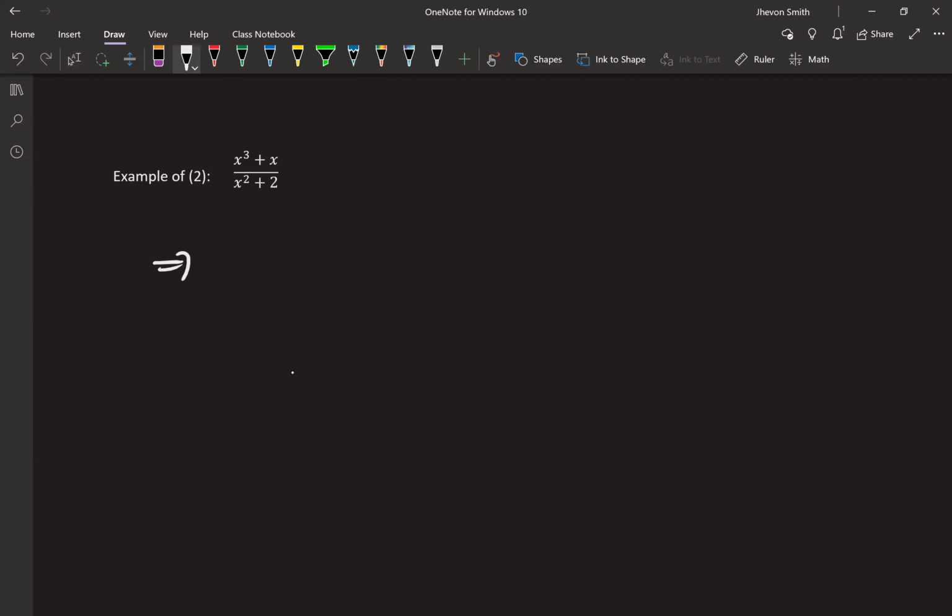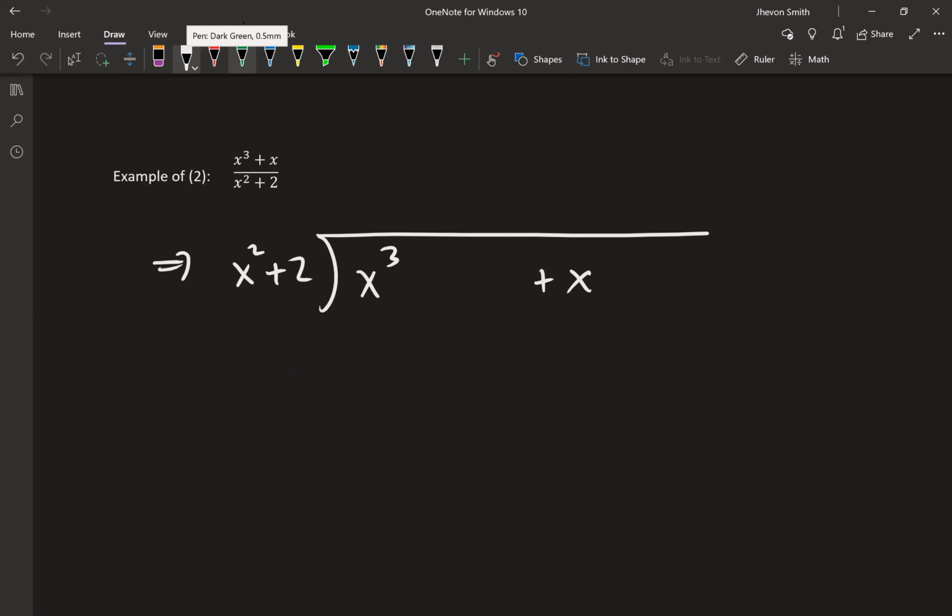So notice what we have here is that we are taking x squared plus 2 and dividing it into the x cubed plus x polynomial. Yes, we polynomial divide, long division, x cubed plus x by x squared plus 2. I'm explaining it, so I'm not going to have you chime in here, especially since we're short on time. I'm just going to show you what you have to know.